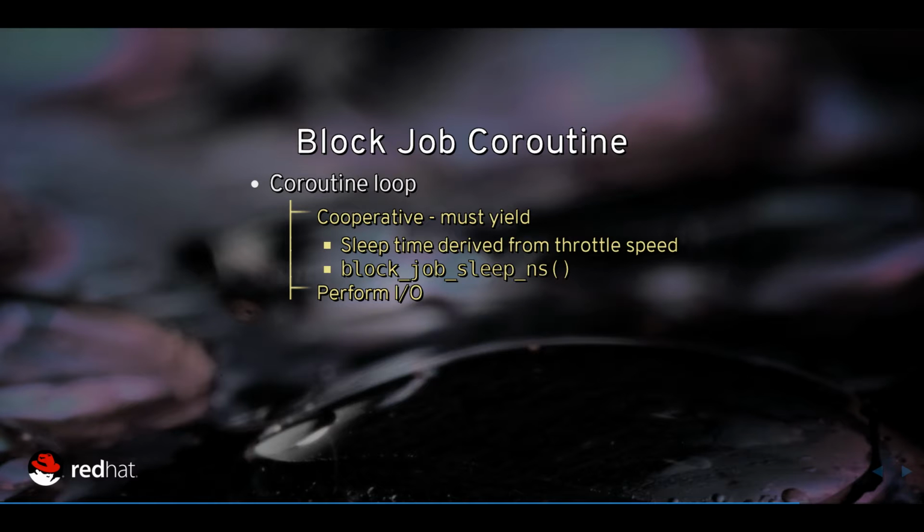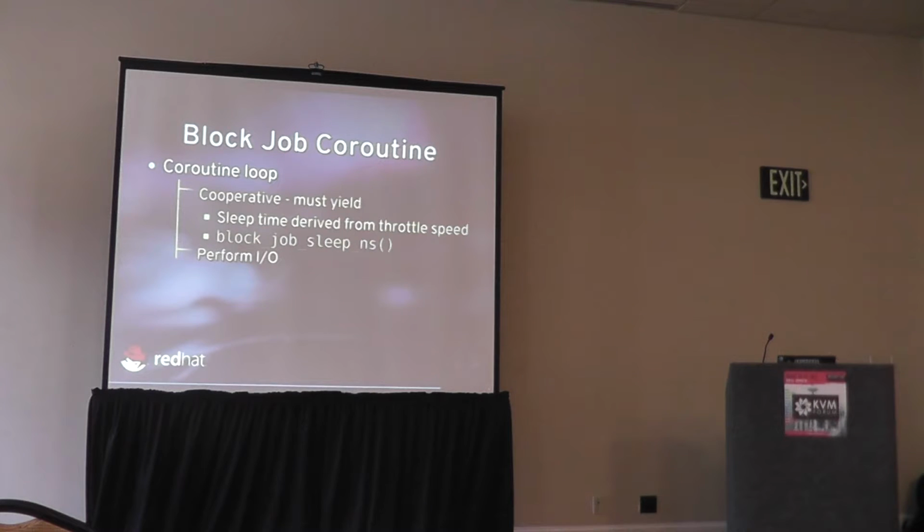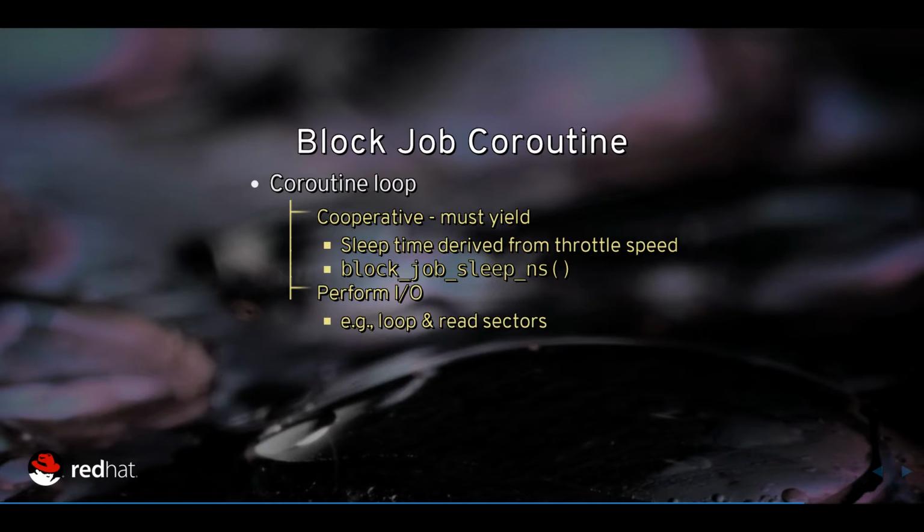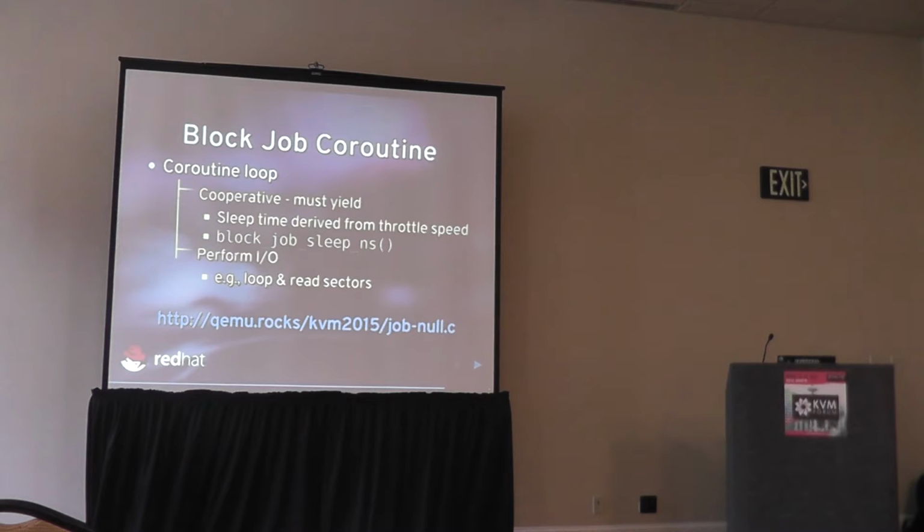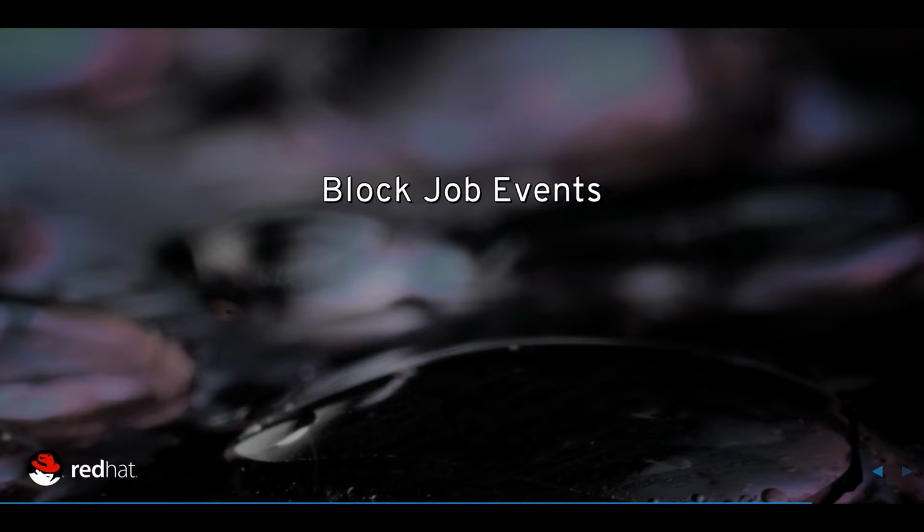And of course, inside your coroutine, you're going to perform all the I/O you need to do, read or write, or even some chain manipulation. This is just a link, if you're looking at the slides online, you can click it and it'll show you the whole C file for the null block job. So block jobs also have events.